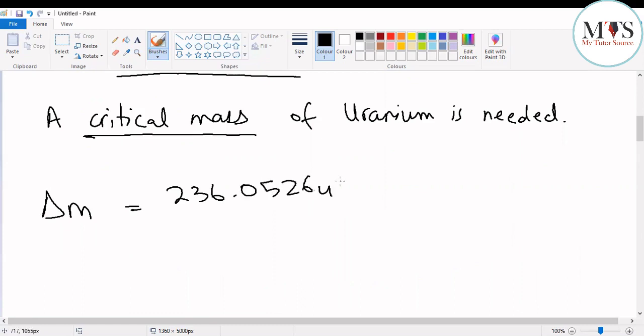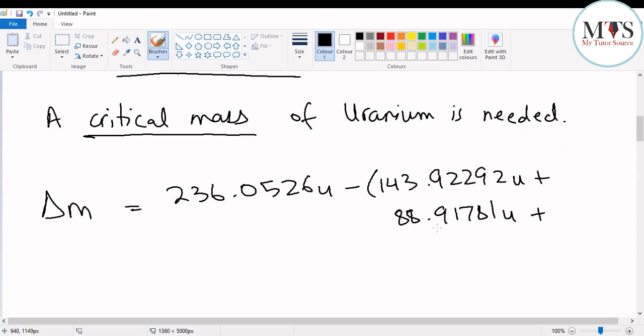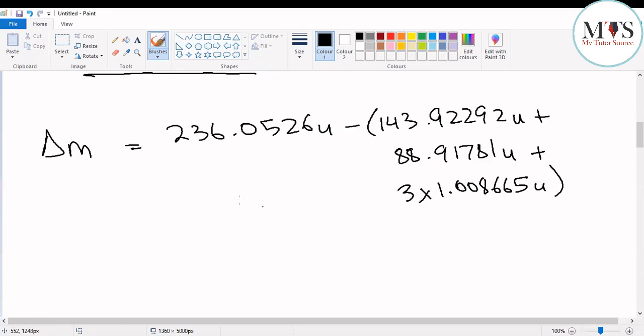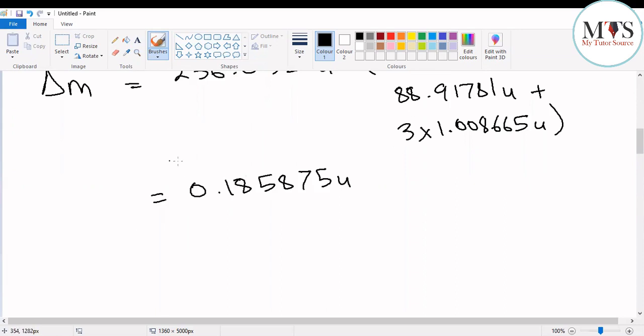236.0526 minus 143.92292 U plus 88.91781 U plus, and then you have three neutrons being released, so you multiply their mass by three, 3.8665 U. Once you subtract it, you get this mass difference, 0.18587 U. The energy that's going to be released, because this mass can't just disappear, is converted into energy.